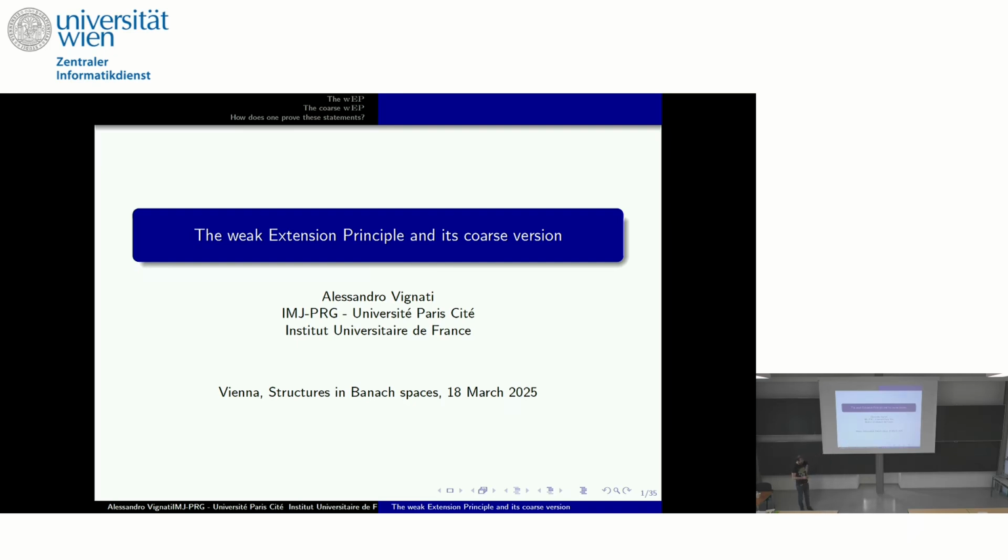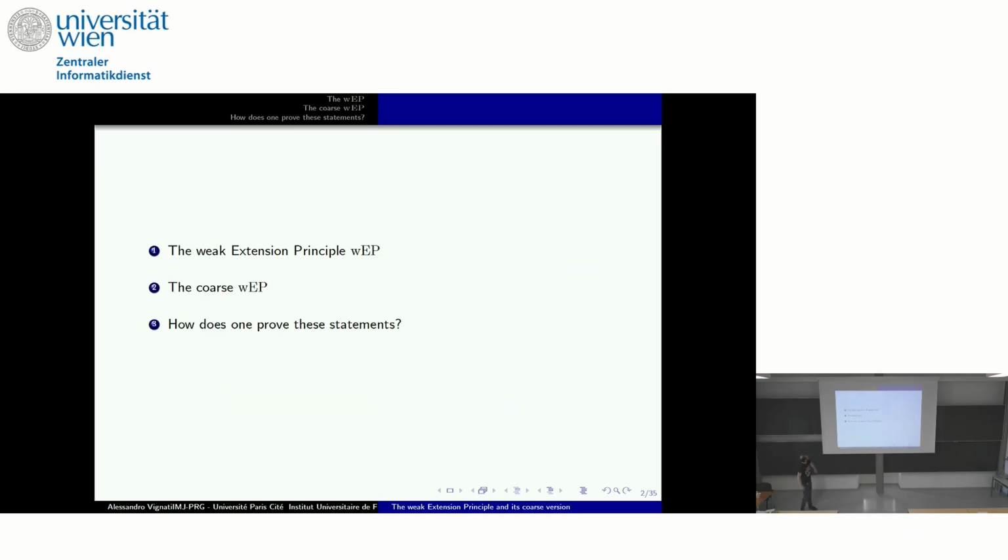All right, let's start. This is more or less the outline. I will first introduce this principle. The capitalization is a bit weird. I think it was introduced by Elias Farah, and he chose this capitalization. I never understood why. He doesn't know, but now it's like that. So the W is not capitalized. Then I will introduce the coarse version of it, which is something I came up with. And then if time allows, I want to sketch a bit how you can prove these statements.